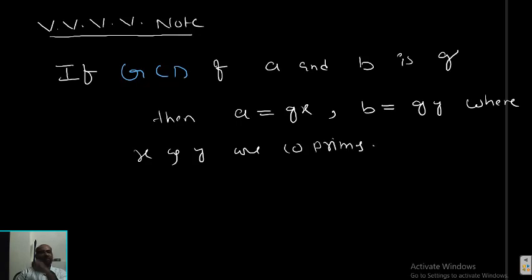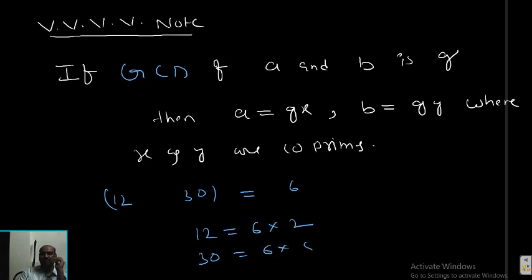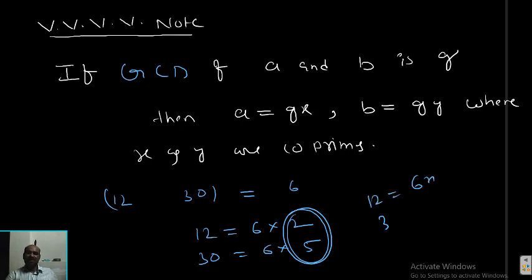It's very important. So 12 and 30, the GCD you got is 6 actually. So 12 can be written as 6 into something. What? 6 2s only. 30 can be written as 6 into something. What? 6 5s only. Observe these two coprimes only. Understood? So GCD of 12 and 30 is 6. 12 can be written as 6x and 30 can be written as 6y where x and y are coprimes.